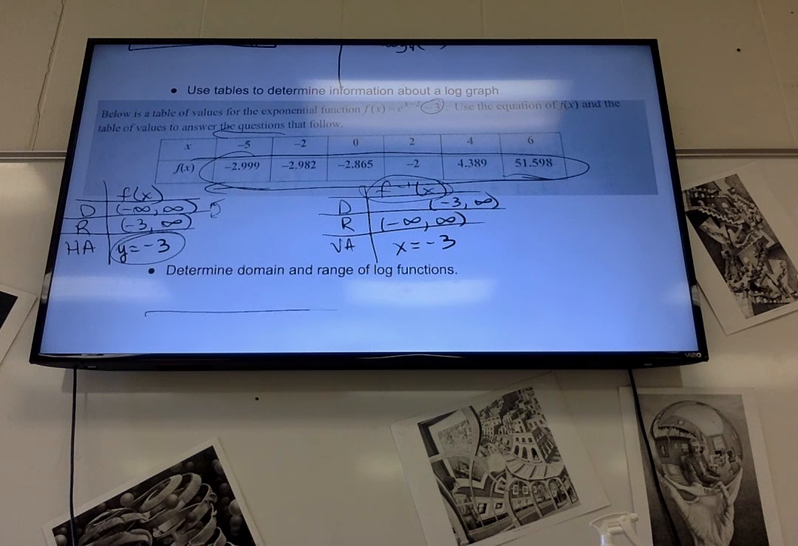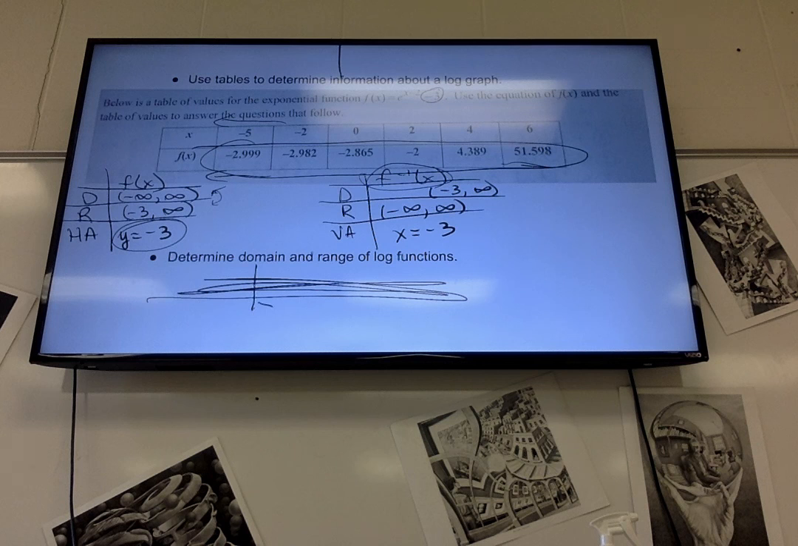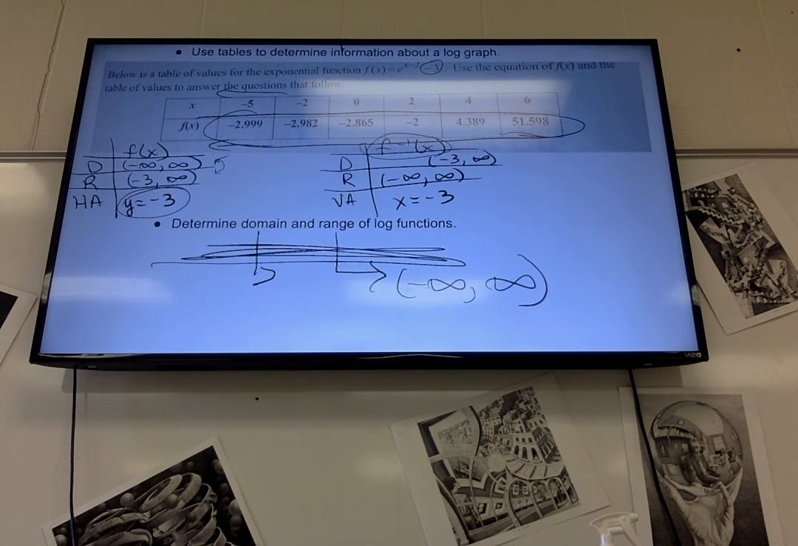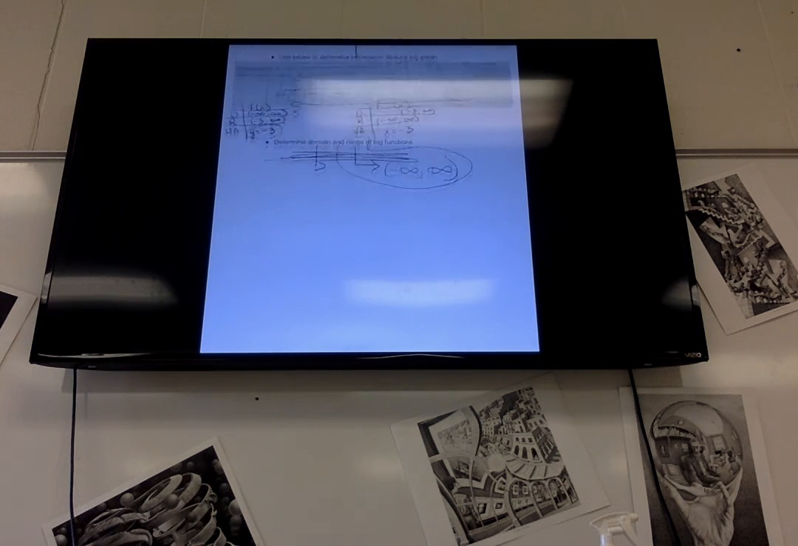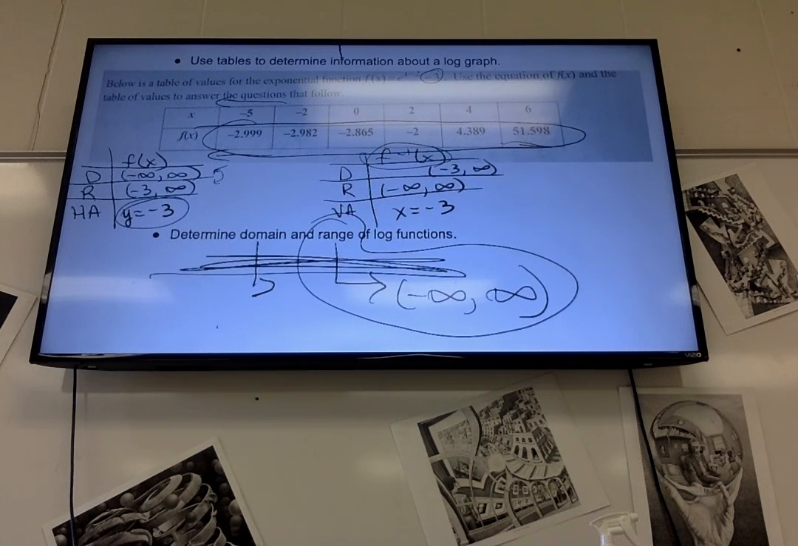And we just did this part. Domain and range of log functions. Just remember the range is always negative infinity to infinity for a log function. The domain you'll have to figure out a little bit, but the range is always that. Yeah, that's it. So there's a little review. Go through and look at anything else you need to.